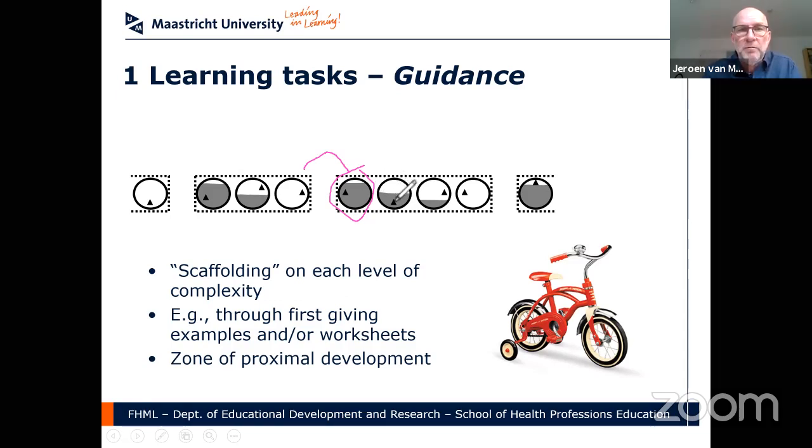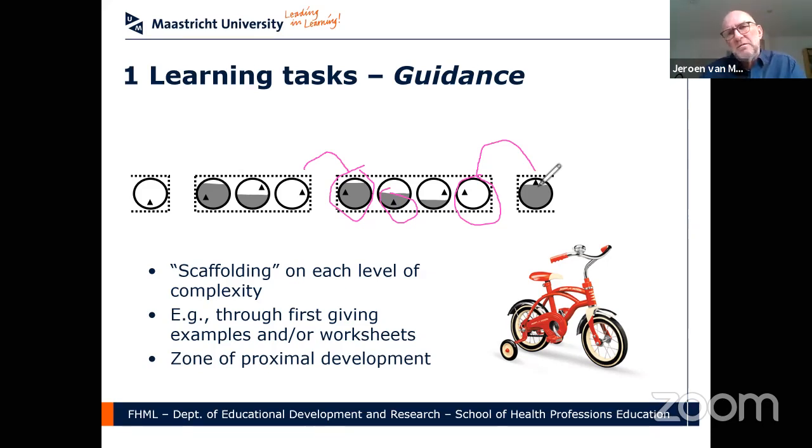Then we provide them less support and guidance, and even less until they are able to perform a task without any support and guidance. And when they show that they are able to perform a task independently, without help from a teacher or without help from the instructional materials, we go to a higher level of complexity. But when we go to a higher level of complexity, again, we provide a lot of support and guidance to students, which decreases again until we can go to a higher level of complexity again.